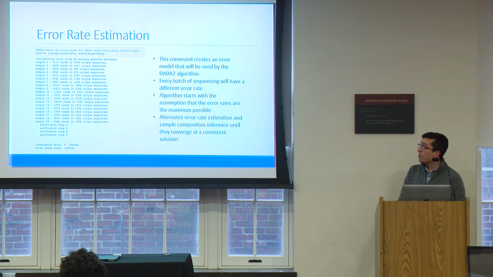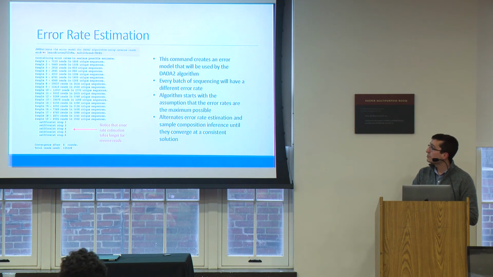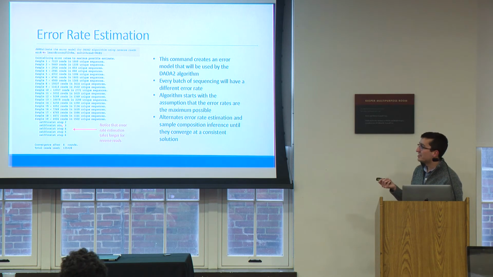So that was done on the forward reads. If you do it on the reverse reads, it works exactly the same way. One small thing I'll point out is it actually takes more of these steps, and that's because the reverse reads are worse. So it has to do more of those cycles to come upon a solution that makes sense.